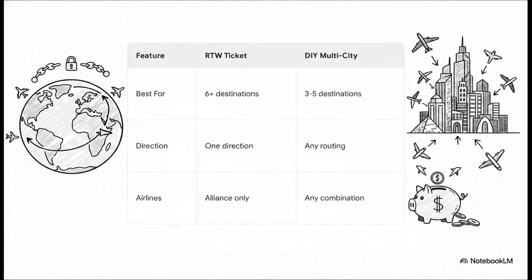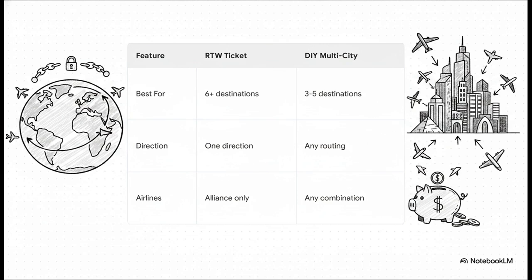Now, you might be wondering, how does this compare to an official Alliance Round the World, or RTW ticket? The differences are pretty striking. RTW tickets are fantastic if you're hitting, say, 6 or more destinations over several months, but they strictly force you to travel in one continuous direction using only their specific partner airlines.